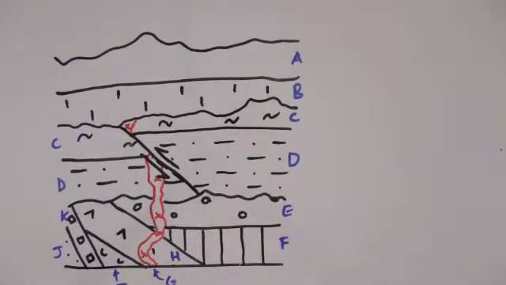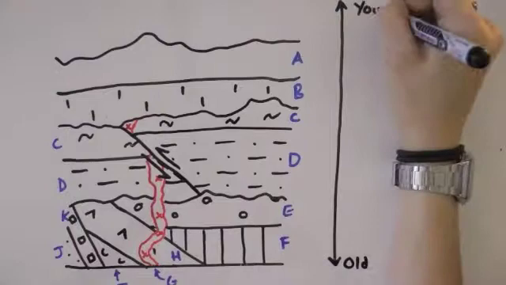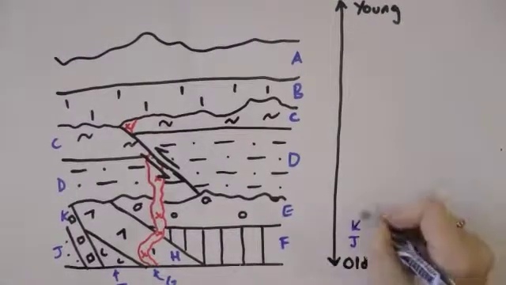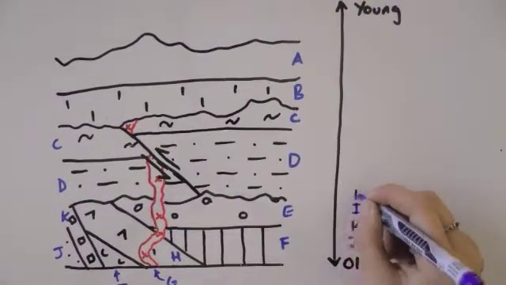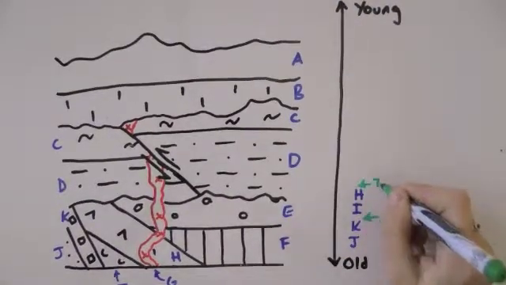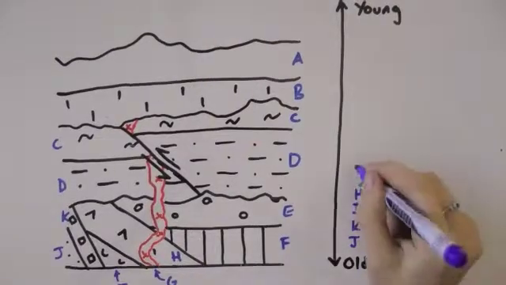Sorry you can't see that I there, I promise I'll fix it in a minute, and put them in their order of formation. First, J and K were deposited, then tilted, followed by I and H. Then the whole sequence was tilted again.